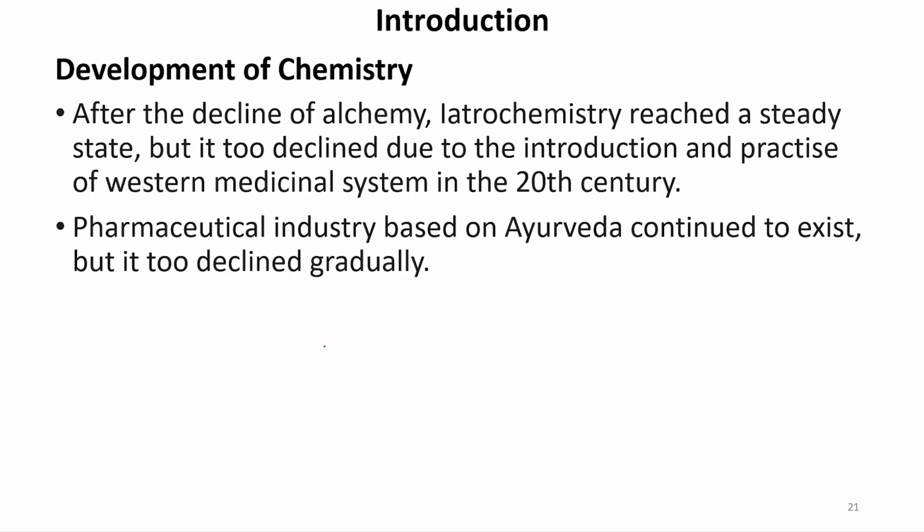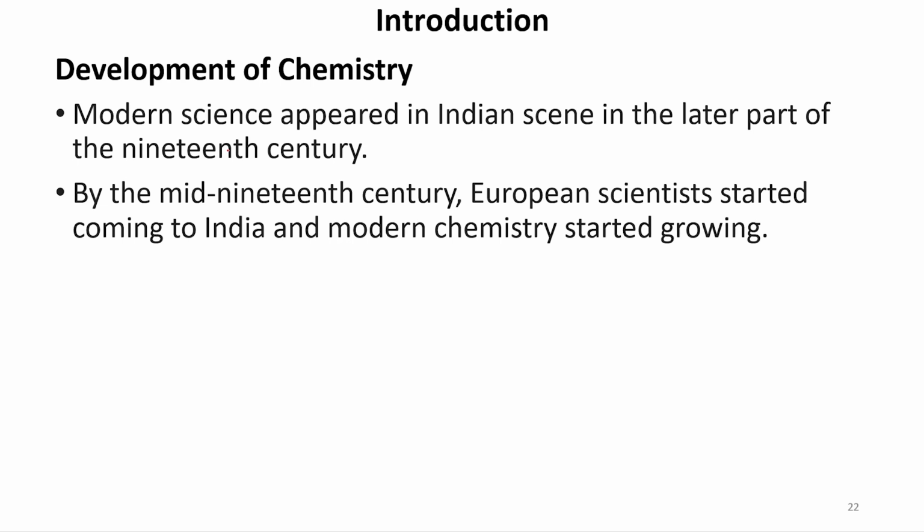Then after the decline of alchemy and iatrochemistry, which were two important branches earlier, modern science took place. Around the 20th century, the Western medical system was practiced. Later on Ayurveda also declined. It existed for some time, but it declined gradually. Modern science appeared on the Indian scene in the later part of the 19th century when the British came to India. By the mid-19th century, European scientists started coming to India and modern chemistry started growing.